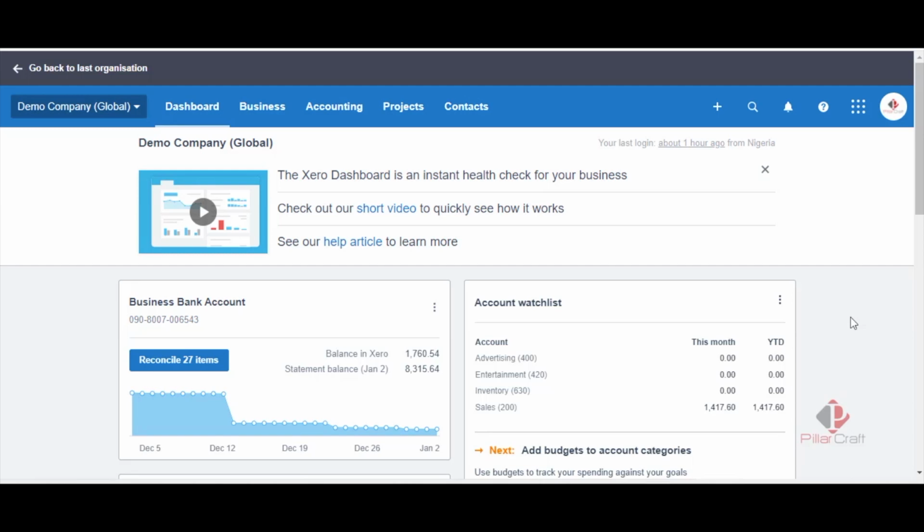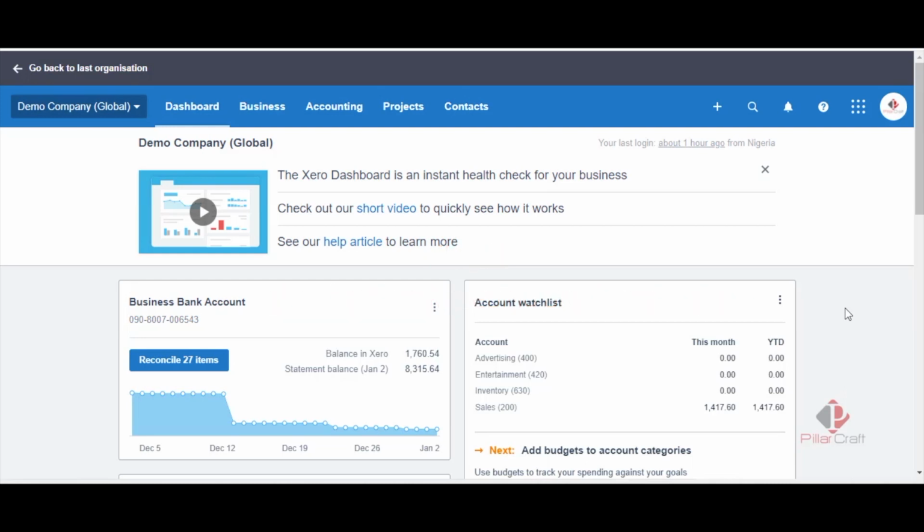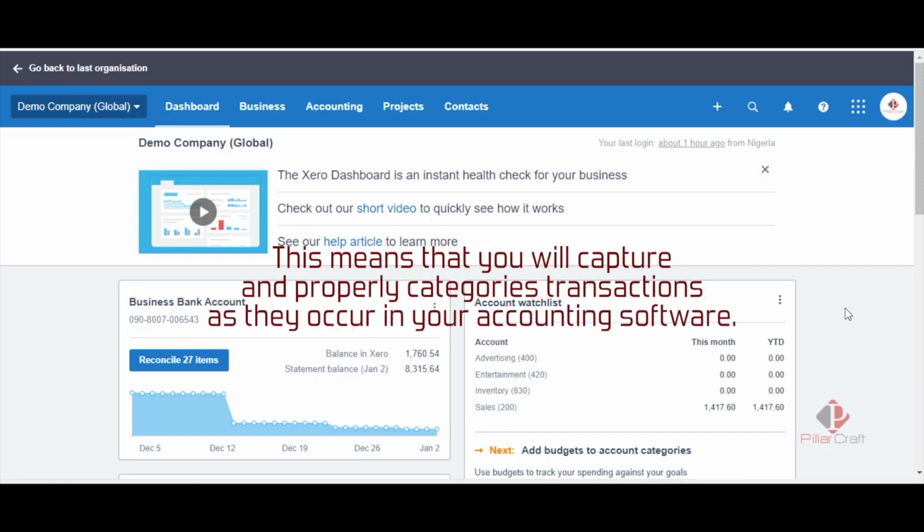Now, having set out a clear chart of accounts that is intended to measure and give you those answers that you want at the end of the financial year, the next thing you need to adopt as a process or procedure is ensuring that you have standard bookkeeping practices in place. A bookkeeping practice will ensure that you are consciously capturing and consistently managing transactions in your accounting software. This means that you will capture and properly categorize transactions as they occur in your accounting software.